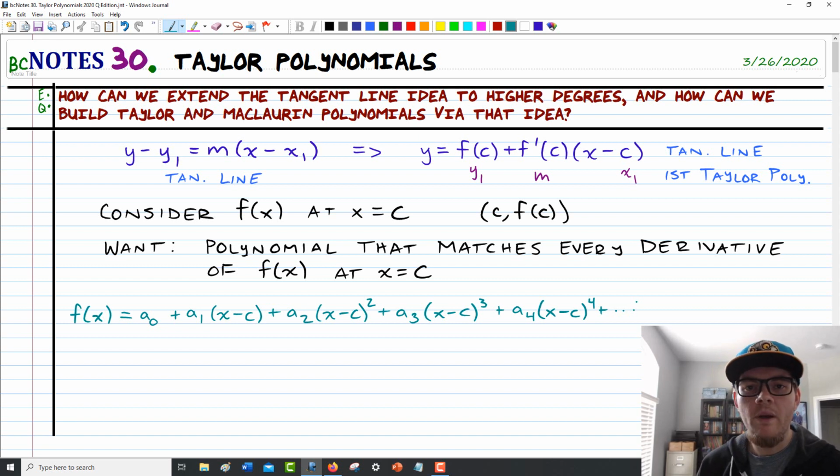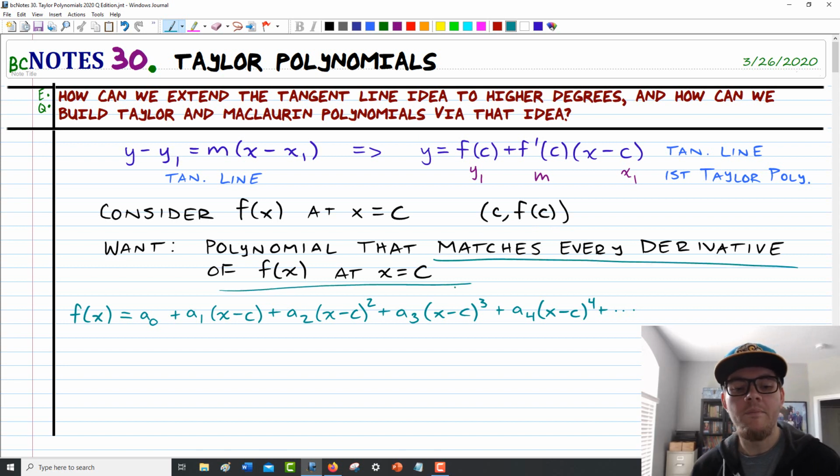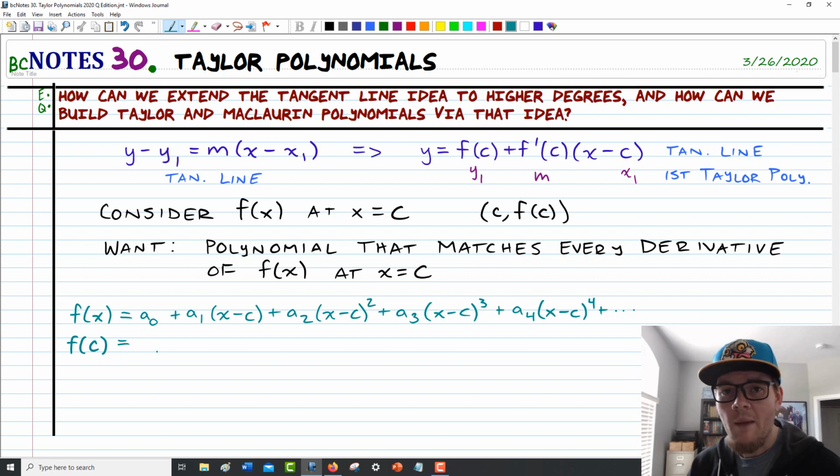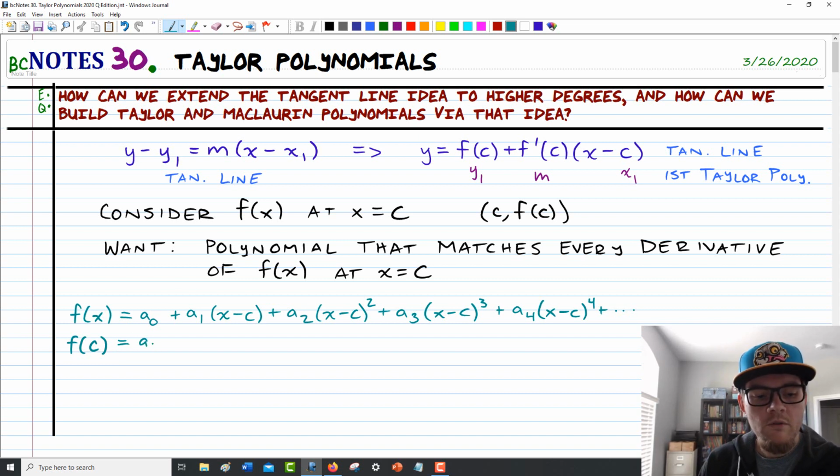Now having said that, it doesn't necessarily need to match everywhere. We say we want to match every derivative at x equals c. So specifically, what we really want is to plug in some value x equals c. So in here, let's imagine and see what happens if we do. Hopefully we'll get some valuable relationship out of this. Well, as soon as we plug it in, we get, oh, wait a second.